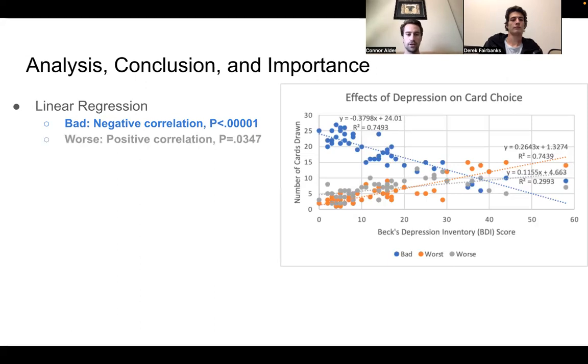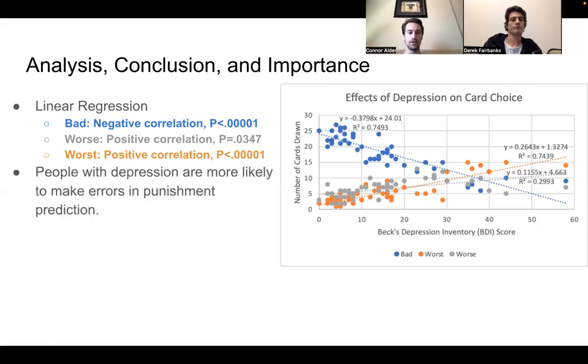We also found a positive correlation between the worse deck of cards and BDI score, though this one was not quite as strong. And then interestingly, we found a strong positive correlation between BDI score and cards drawn from the worst deck of cards. So this means that people with more severe depression, or with a higher BDI score, tended to draw cards from the worst deck more often than the other decks. So this confirmed our hypothesis. And we can draw from this that people with depression are more likely to make errors in punishment prediction.